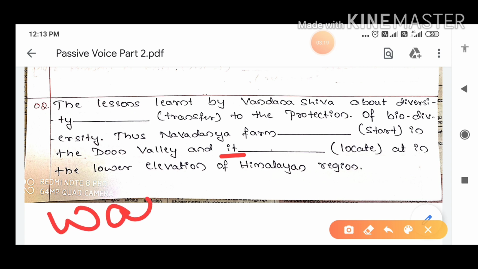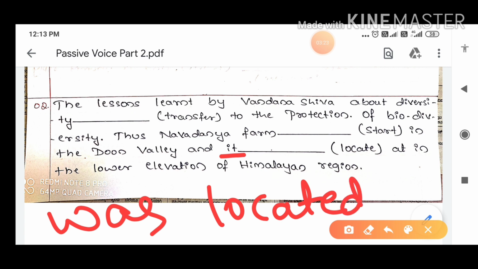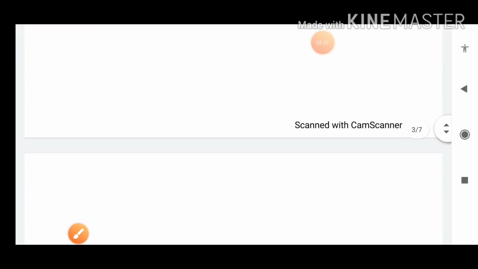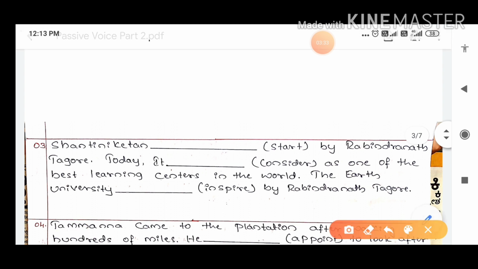And it is a singular pronoun. Was located. V3 of locate is located. It was located in the lower elevation of the Himalayan region. So let us move on to the next example, friends.